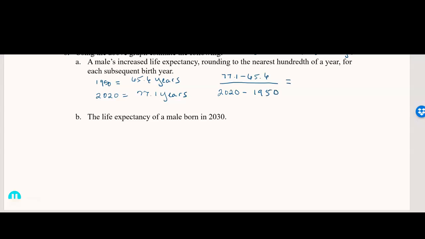This is what we're calculating. So you can use your calculators. Just take the top, the numerator, I can put it in parentheses if you want. But you're going to take the numerator, subtract that, take the denominator, subtract that, and then divide those two numbers. It should come to about 0.16. And what this means is that a male's life expectancy is increasing by 0.16 year every year. That's the life expectancy. So every time you increase a year, we're averaging it to be about 0.16.